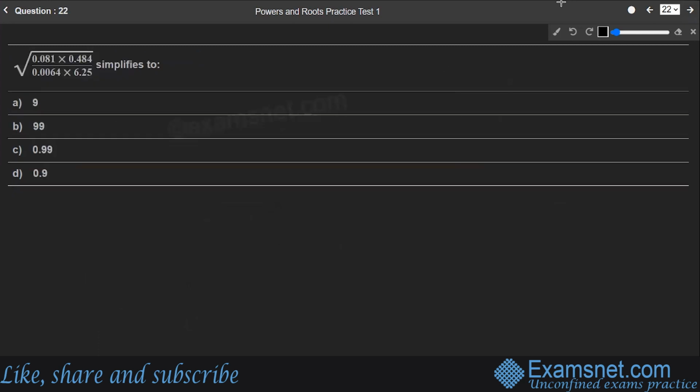Next, under root of 0.081 into under root of 0.484, divided by under root of 0.0064 into 6.25, simplifies to what? So clearly we are supposed to find out the under root of them. The first term is under root of 0.081. How can we find the under root? It can be written as 81 divided by 1000.